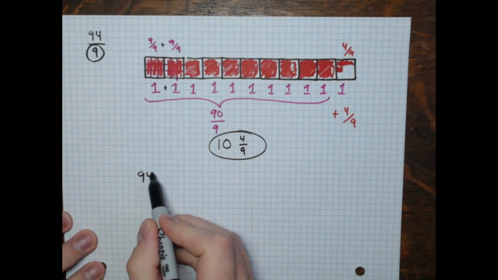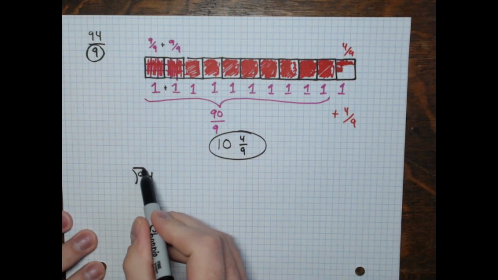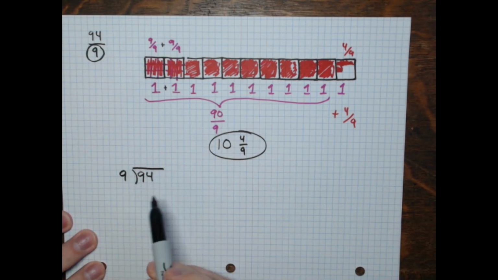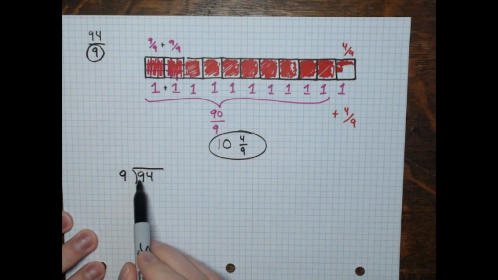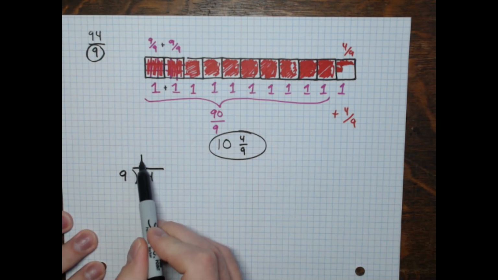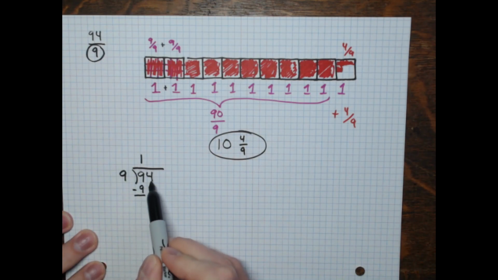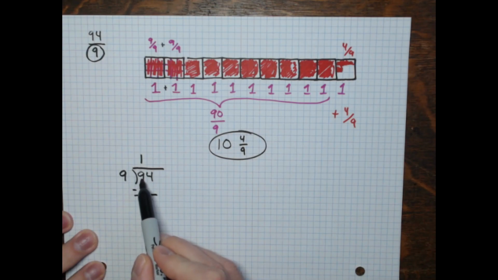Once again, though, you can just do the long division procedure. 94 inside, divided by 9 outside. Now 9 goes into 9 one time. And then 1 times 9 is 9. Subtract, you got 0 here, and then drop to 4. And that's it. Really, because you're in the tens spot here.